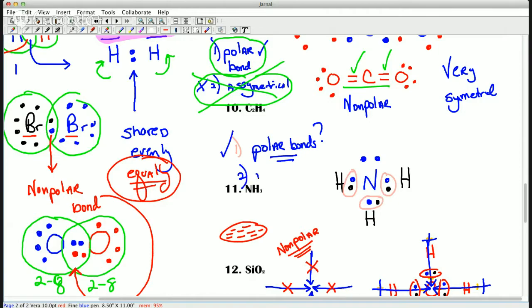Second thing, is it asymmetrical? Well, is it the same all around? To be symmetrical, you have to be the same all the way around. Is this the same all the way around? And you would say, no, it is asymmetrical. Therefore, this is a polar molecule.